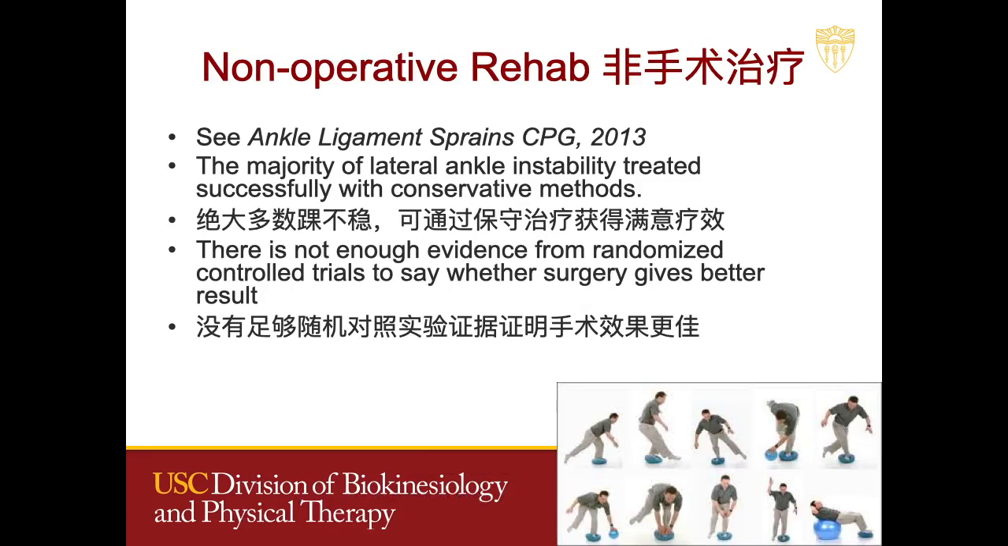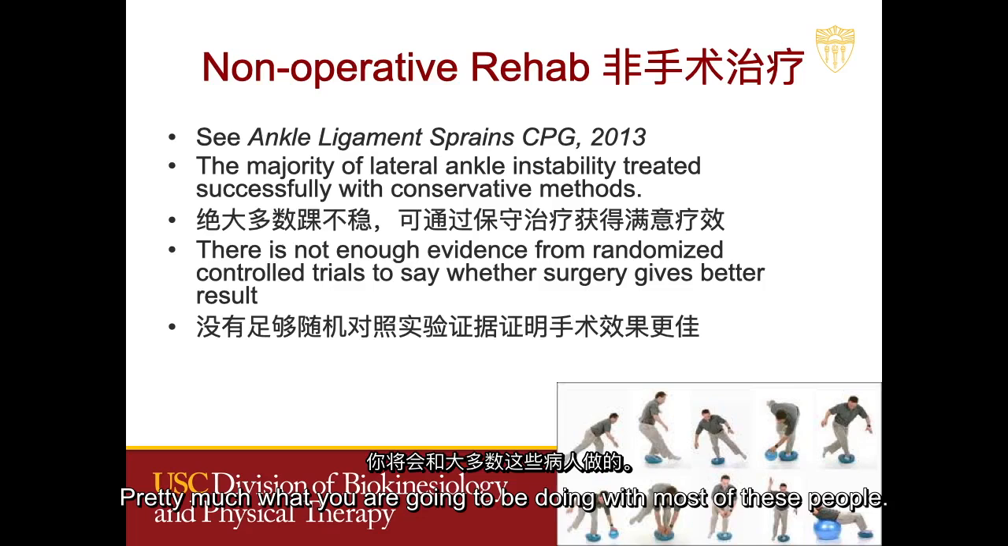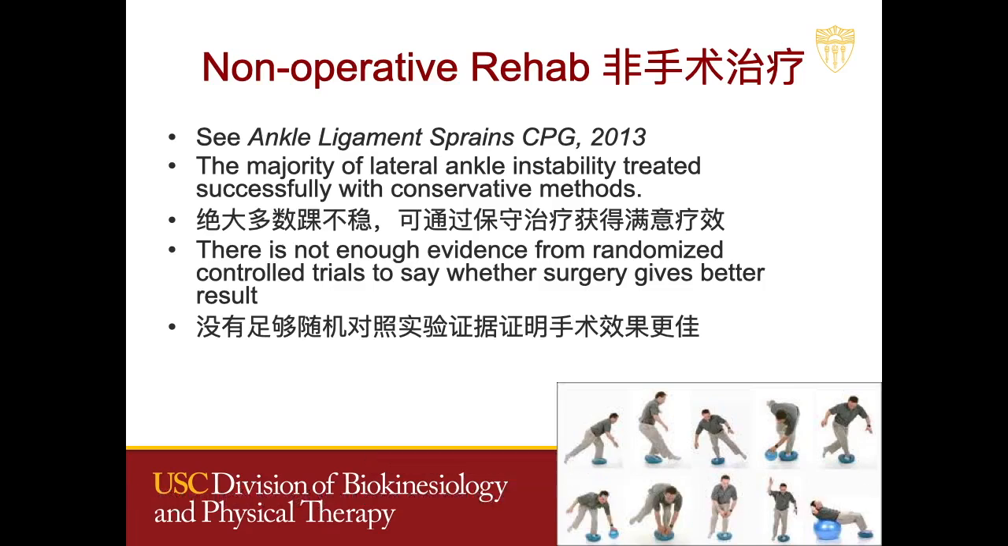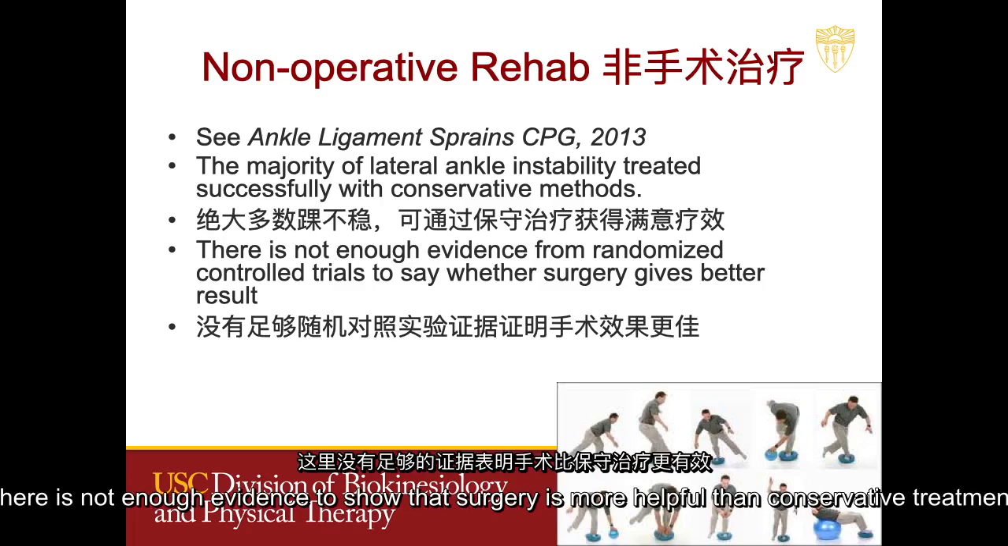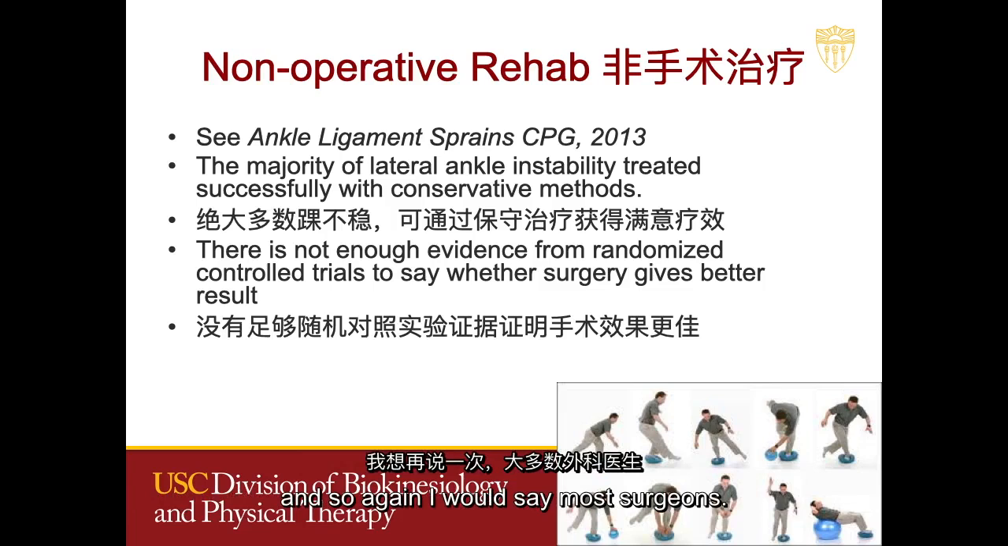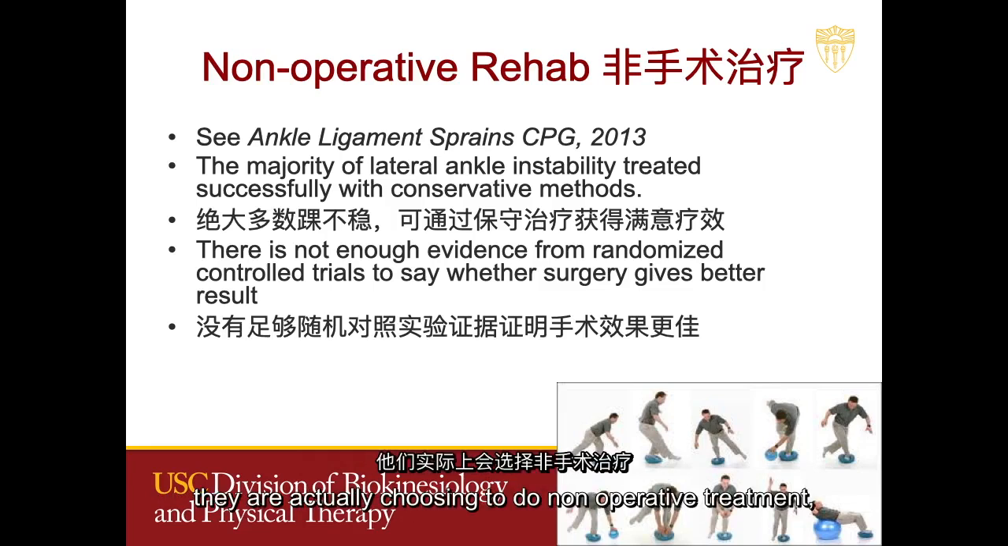So non-operative rehab is pretty much what you're going to be doing with most of these people. There's not enough evidence to show that surgery is more helpful than conservative treatment. Again, I would say most surgeons, even in China, are not doing surgery. They're actually choosing to do non-operative treatment, and so they're sending them to you guys.